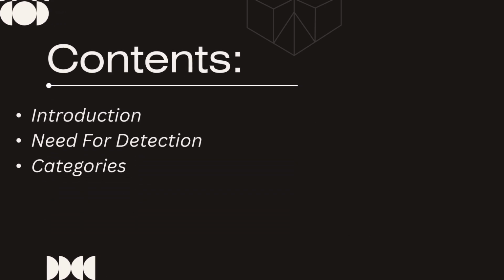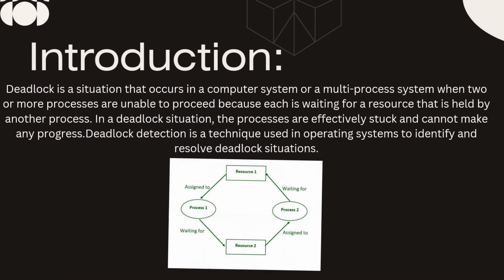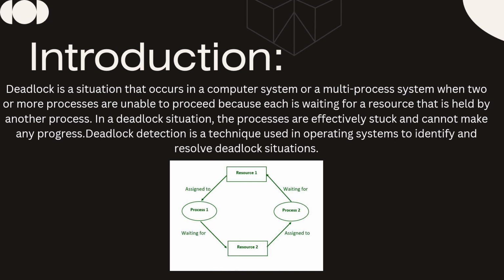In this presentation, the concepts we are going to cover are the need for deadlock detection and the categories of deadlock detection techniques. A process in an operating system uses resources in the following way: request a resource, use the resource, release the resource.